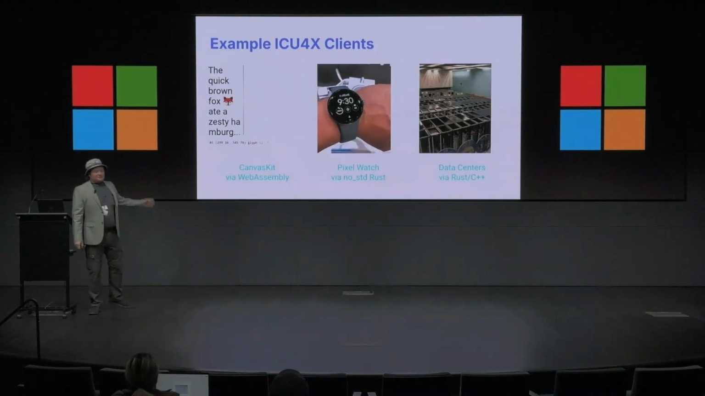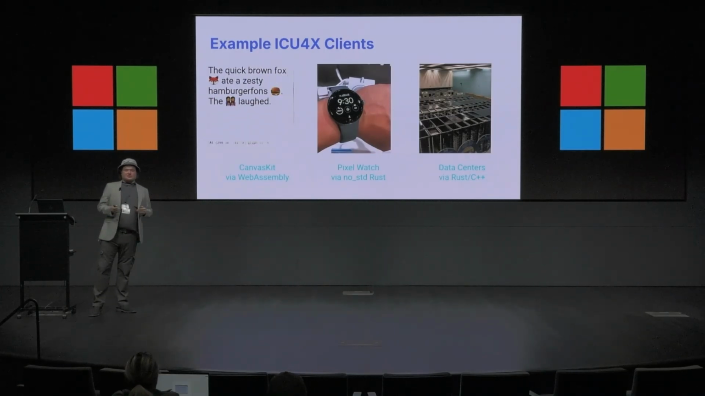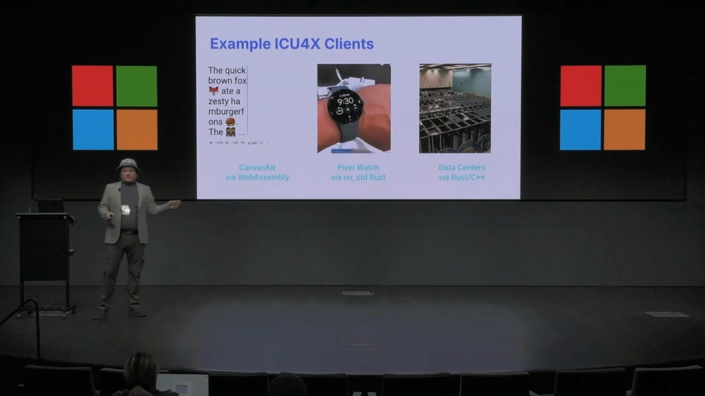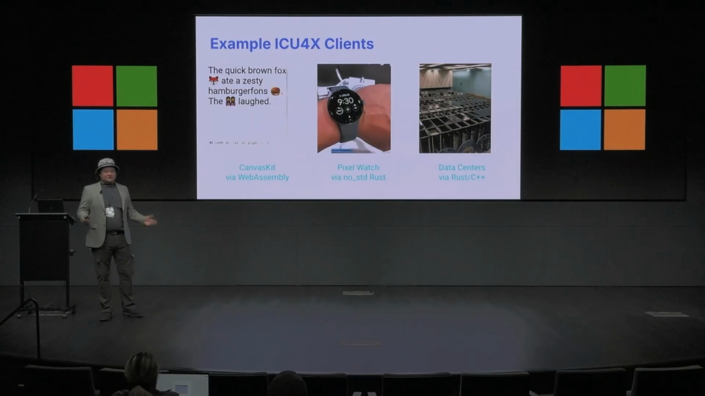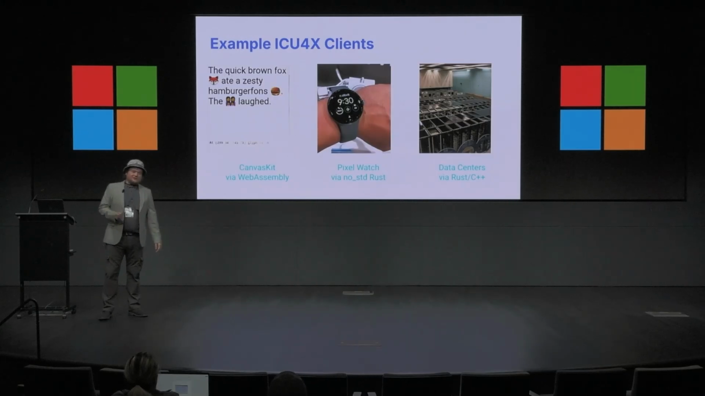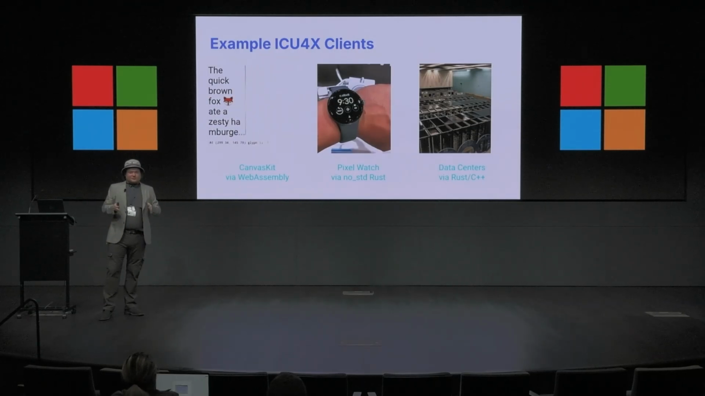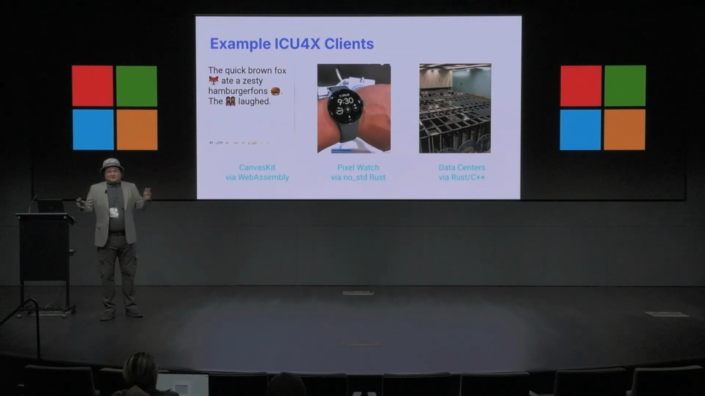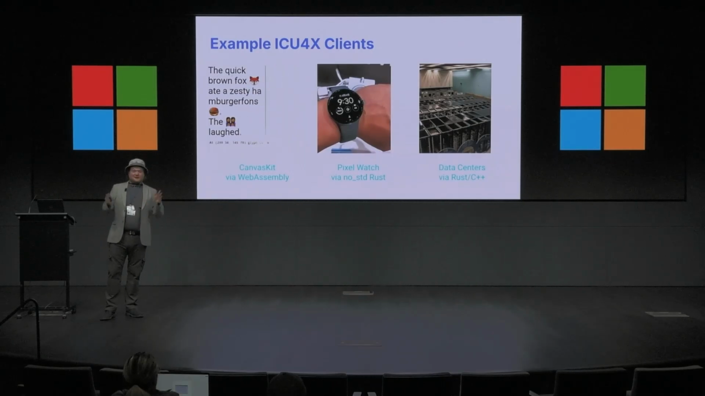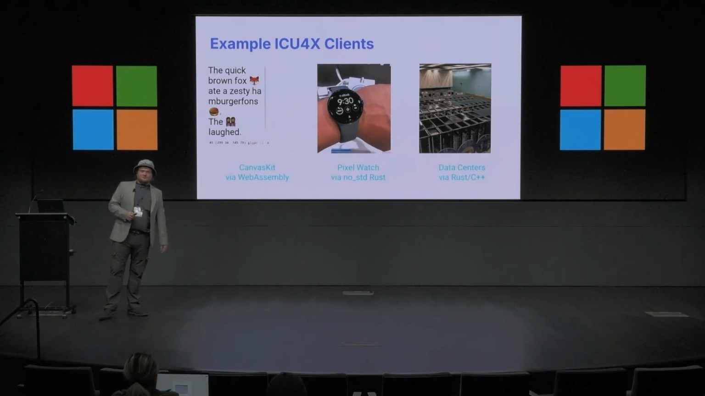On the left is Canvas Kit, which is a WebAssembly-based Canvas rendering engine. It's used, for example, in Flutter for rendering apps on the web. Pixel Watch I mentioned earlier. Data centers like to deploy ICU4X at scale to reduce their memory usage. As you'll see a little bit later, building a library that's focused on running on low-resource devices means that when you deploy it in a data center, you also save ungodly amounts of CPU compute, and you save ungodly amounts of money just by reducing the requirements when you deploy at scale.